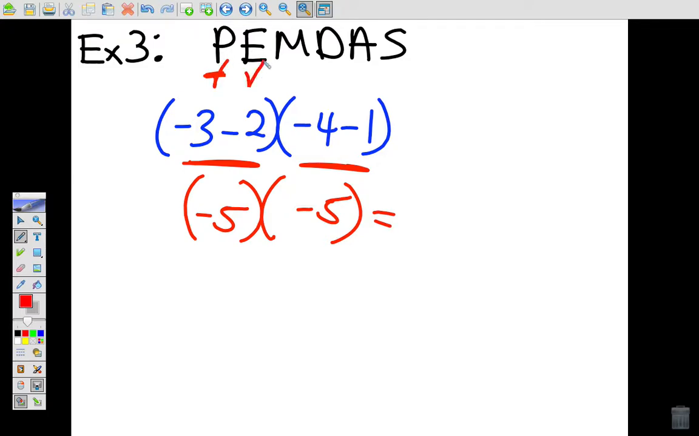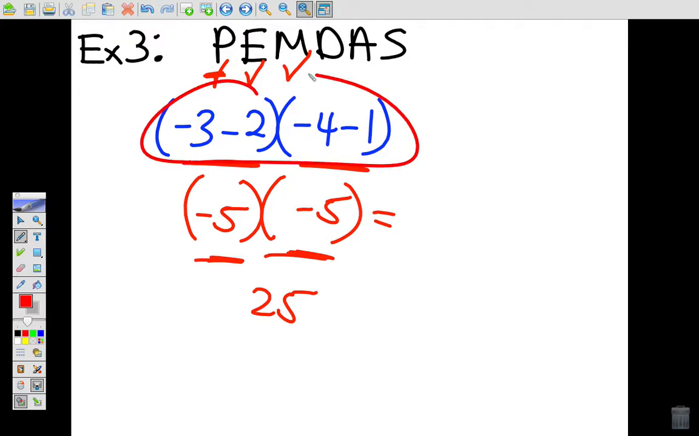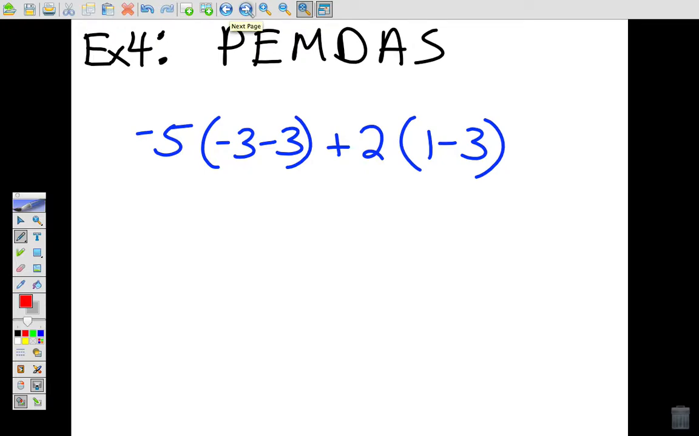Are there any exponents? No. Is there any multiplication? You bet. Because now I have a negative 5 times a negative 5. Now the parentheses are showing multiplication. Answer, 25. So again, you can take your calculator and take a negative 5 times a negative 5 and get a positive 25. But don't try punching this in just like that and do all that, because you're going to make a mistake. All right, example 4. Let's go through the letters.